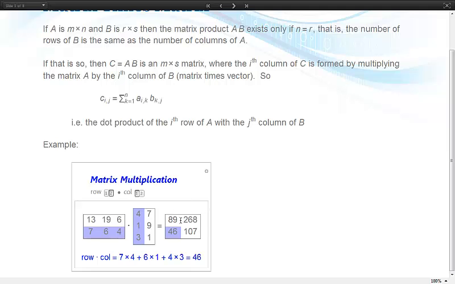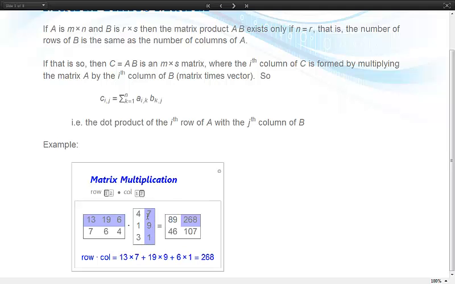To get the second column of the answer, we repeat the process, except we use the second column of the matrix B. So now it's first row times second column as a dot product, giving me 268, and then the second row times the second column as a dot product, giving me, the arithmetic shows, 107. So this is the idea. We simply extend our matrix times vector, where we do matrix times the first column, and that's the first column of the answer, matrix times vector as the second column, that gives the second column of the answer, etc.